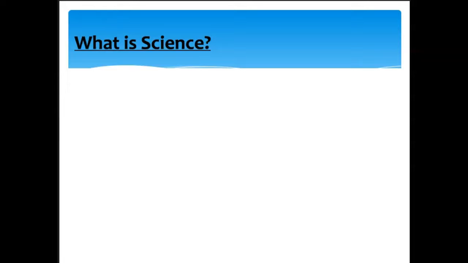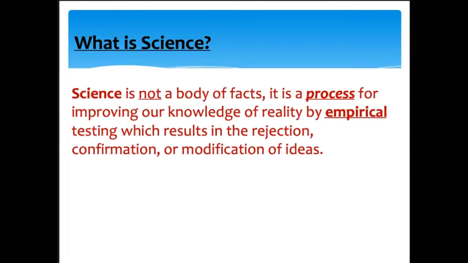So our working definition in this class of what exactly science is: science is not just a body of facts. It is a process for improving our knowledge of reality by actually observing the world. And that's what empirical testing is. It's actually making observations. And I jokingly say you must probe the system in order for it truly to be science. And this results in some sort of rejection, confirmation, or modification of ideas.